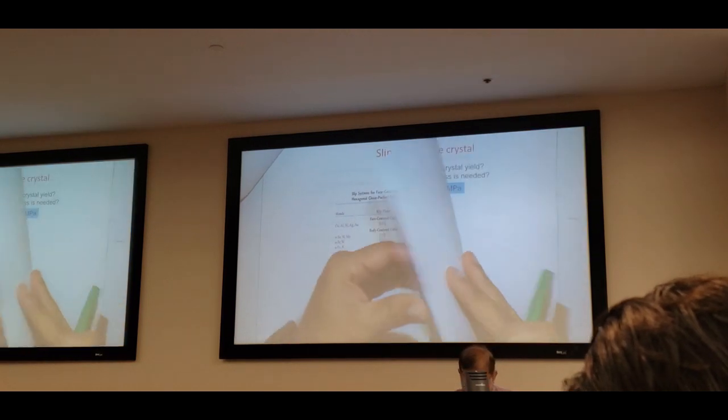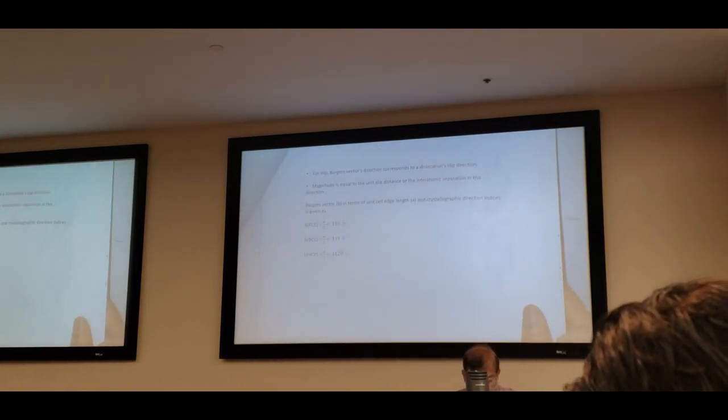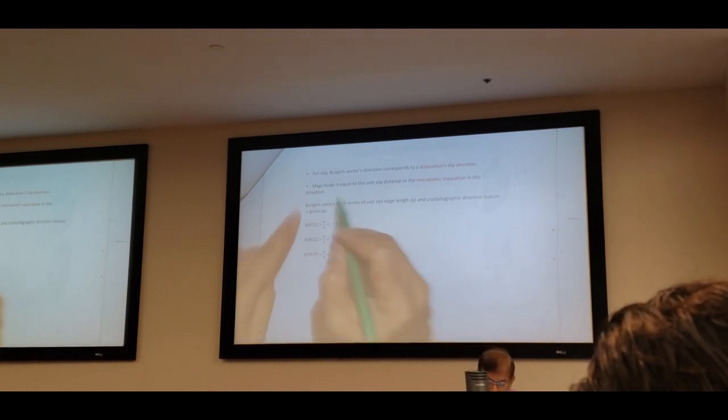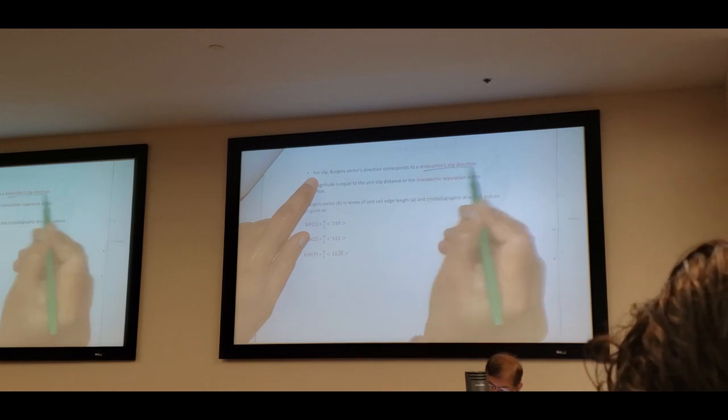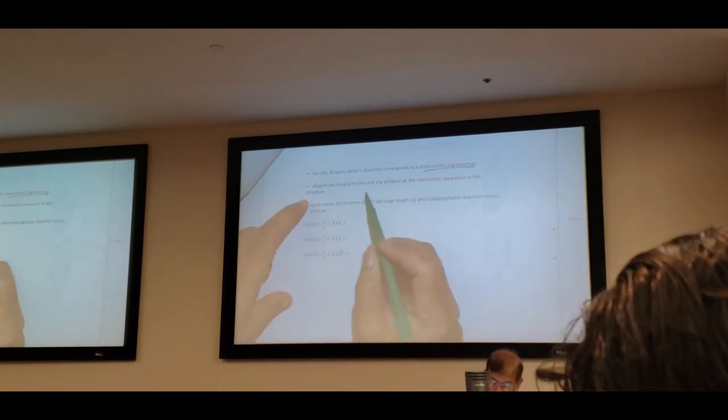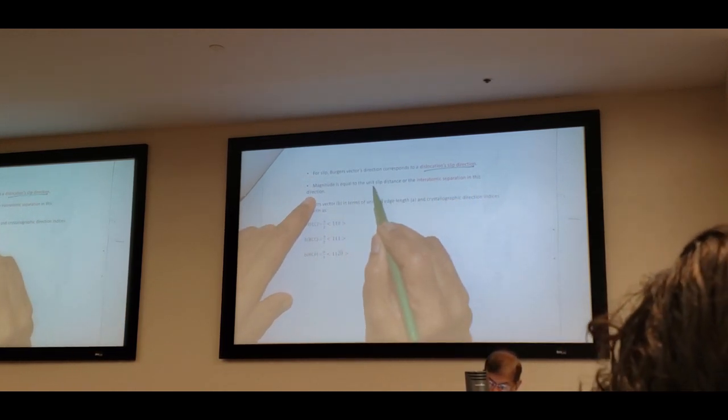So I think I will stop with this slide. So for slip, the Burgers vector corresponds to the dislocation slip direction, and its magnitude is equal to the unit slip distance.